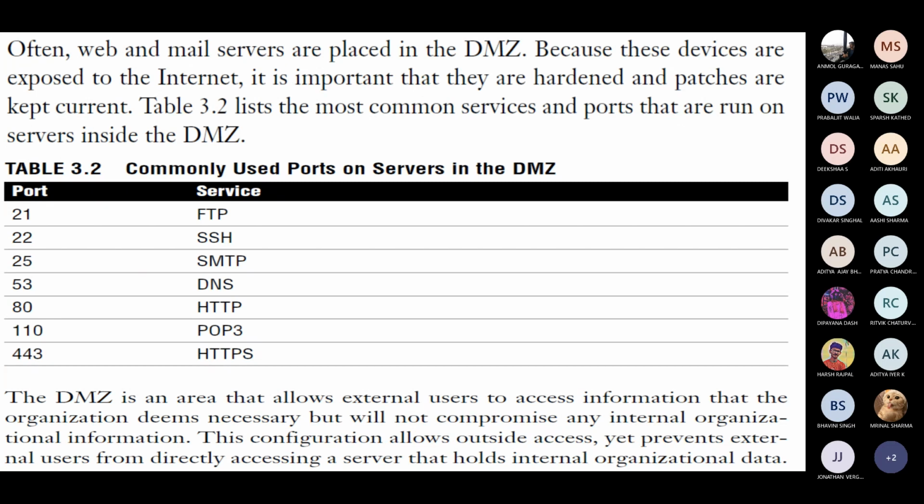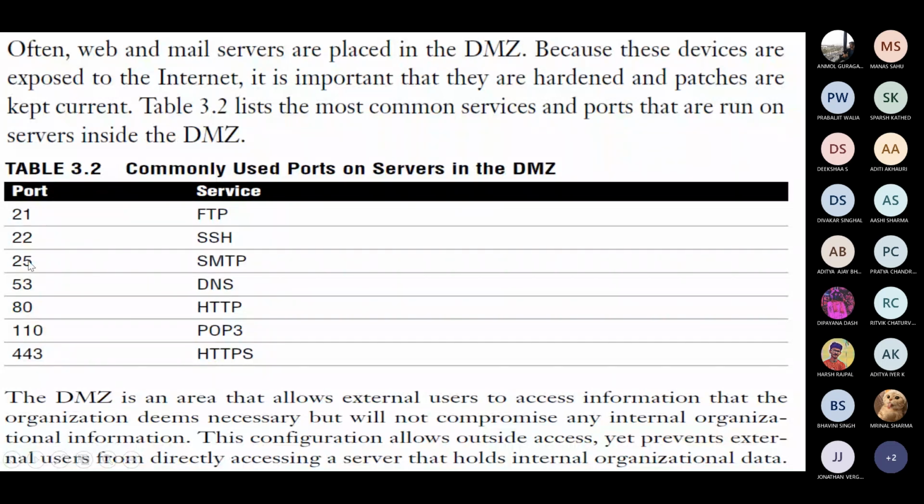If we look at this demilitarized zone, there are certain ports within a network. 21, 22, 25, 53, 80, 110, 443 are certain ports which provide certain services through the means of protocols. FTP is File Transfer Protocol, which provides the service of file transferring on port number 21, and in the same way 22 is the port number for SSH, which stands for secure shell.